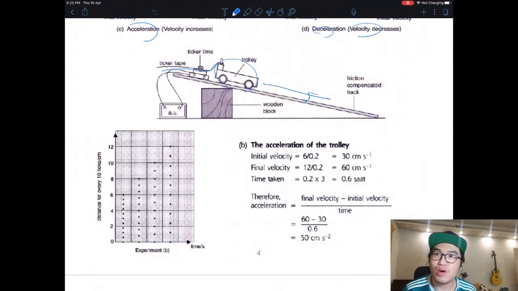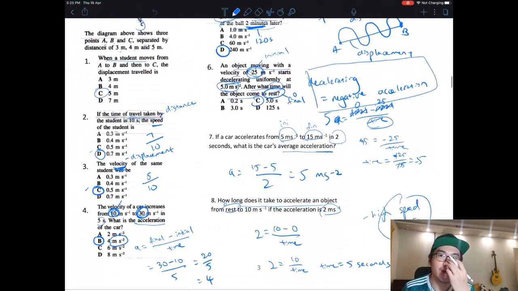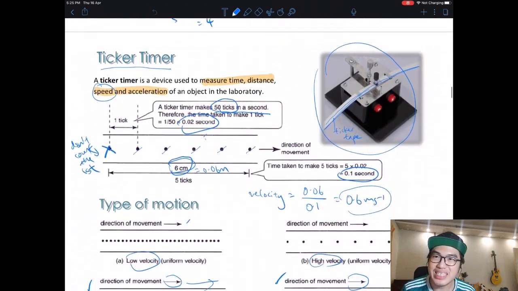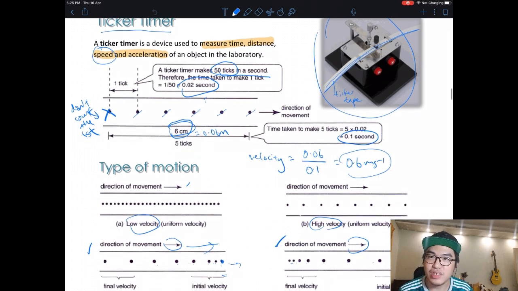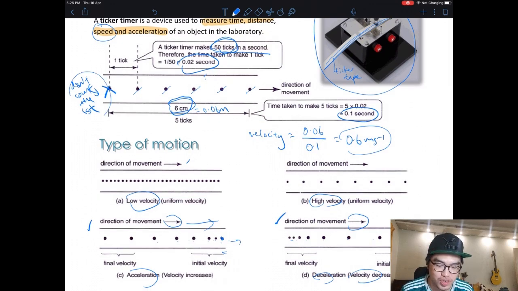If you still remember what we learned, we learned about velocity and acceleration, and then we used this ticker timer to measure velocity. And the very important part here is 50 ticks per second, so each dot is 0.02 second. And remember, don't count the first dot, already mentioned to you.